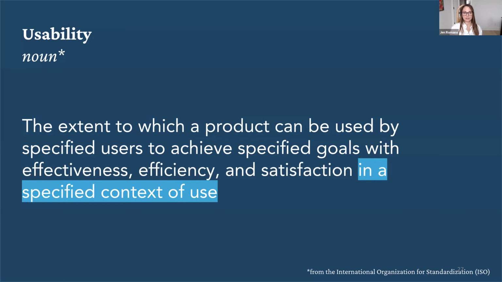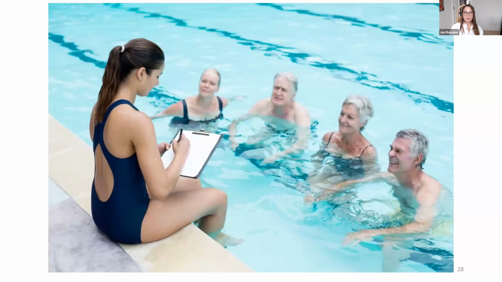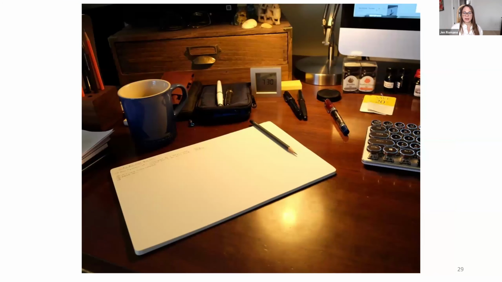And then the last part of the definition, in a specified context of use, this part is really important too. So what we wouldn't do is test if adults can use this pen to write in a swimming pool, because presumably that's not where people are actually using pens. What we want to do instead is set up a usability testing environment where we have a situation that is similar to what is in the real world. So we might sit them down at a desk. We might have them use a piece of paper, and we might then see if they can use this specific product, this pen, to write on that piece of paper.